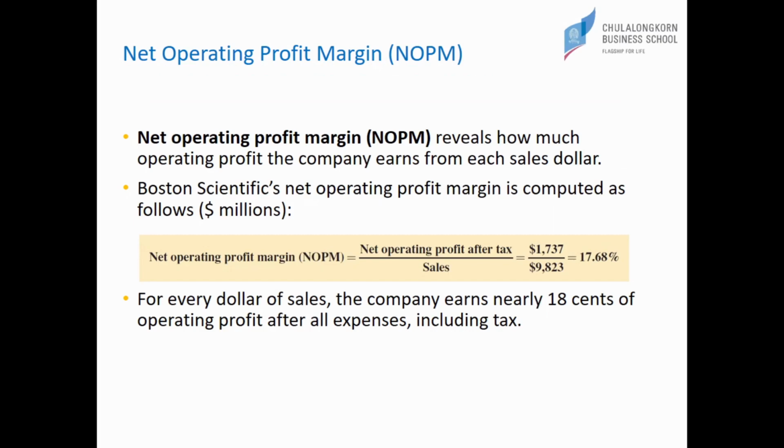So Boston Scientific, for this case, is 17.68% of NOPM. So how do we interpret this? It means for every dollar of sales made, the company earns about 18 cents of operating profit after accounting for all expenses that include tax.